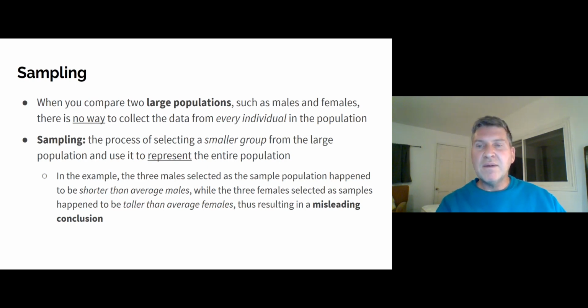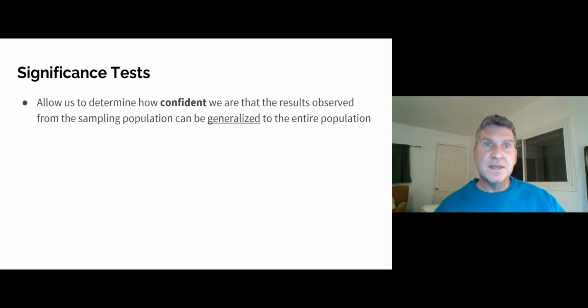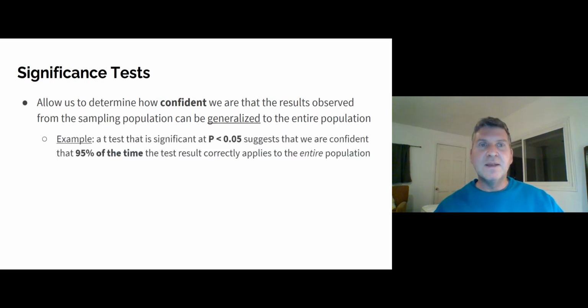And this allowed us to conclude incorrectly that females are taller. Another thing that we need to consider are significance tests. This allows us to determine how confident we are that the results observed from the sampling population can be generalized to the entire population. So if we have a student's t-test that is significant at p less than 0.05, we can say that we are confident that 95% of the time the test result correctly applies to the entire population.